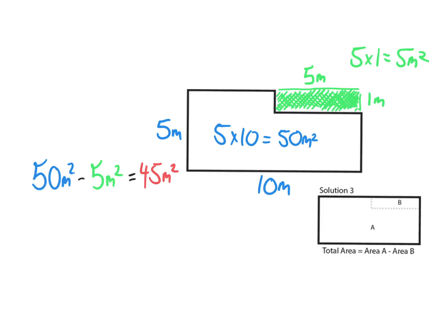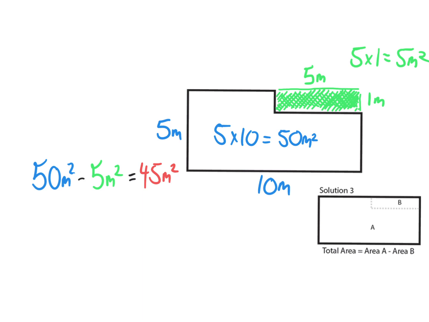Another way we could solve this problem is to think about what's missing. We know that area B is actually missing from this shape, so we could add that area in. 5 times 1 is 5, so there are 5 meters squared missing. If we start by thinking of the shape as a rectangle, 5 times 10 is 50. So in total, there's 50 meters squared. And then we take away what we've added in. So 50 take away 5 equals 45 meters squared.